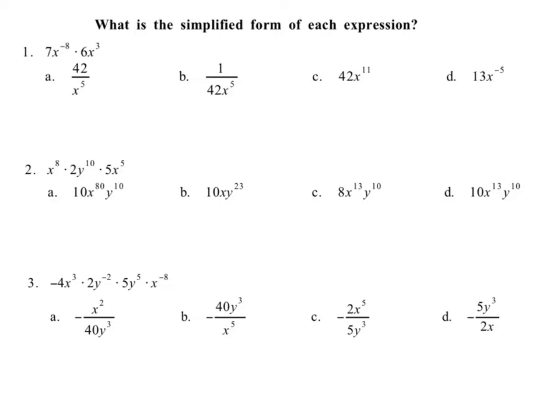Okay, we're going to follow the rules that we know, taking the coefficients and multiplying them. For number 1, 7 times 6 is 42. And taking anything with the same base raised to a power, we see x is raised to the negative 8, and then x is raised to the third. We have the same base of x on both of those. So what do we do when we're multiplying? We add those numbers together. Negative 8 plus 3 is negative 5.